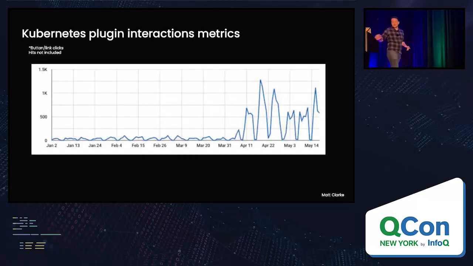But as soon as we released this, we saw a massive uptick in interactions with the Kubernetes plugin. You see on the left, this is all button clicks, excluding page hits from Google Analytics. There was some interaction with the Kubernetes plugin, but generally people would go there and then use kubectl. But since we released it in April, there was a massive increase. It's like a times 100 increase, which was pretty crazy.